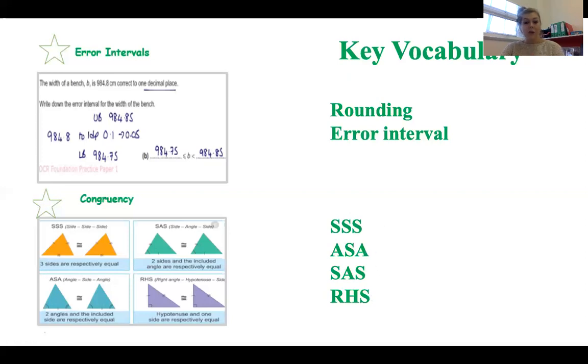Now this develops on from LP1 because you will need to be able to solve problems with congruent triangles by identifying and then looking at the lengths of sides or missing angles. So the things you need to do with these two topics: with error intervals, you need to be able to find the upper and the lower bounds of different measurements by rounding. And for congruency, you need to be able to solve problems involving congruent triangles.